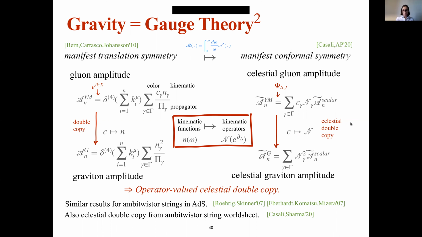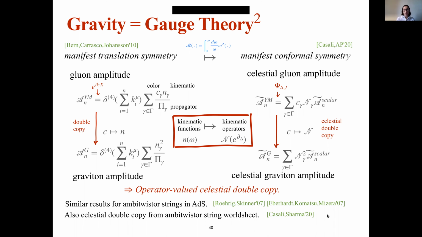And the punchline is that there is also a celestial analog of the double copy, but it requires that instead of replacing functions, we need to talk about operator valued expressions. And so there's an operator valued relation between celestial gauge and gravity amplitudes. And there are also similar results for ambitwistor strings in AdS. And one can also get interesting insights about this relation from the string worldsheet, the ambitwistor string worldsheet.